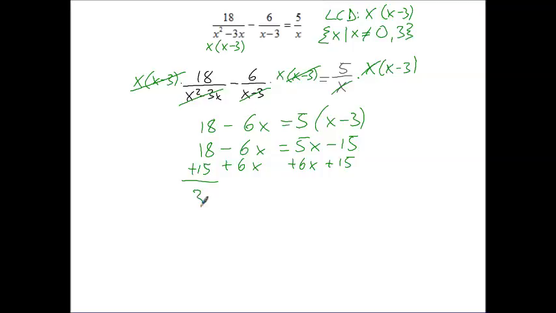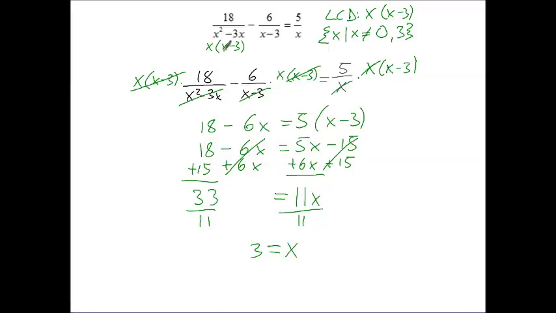That means we get 33. The 6x are eliminated from here, is equal to 11x. And the 15 are also eliminated on this side. 33 is equal to 11x. Divide both sides by 11. 3 is equal to x. Should be our solution. Let's see.